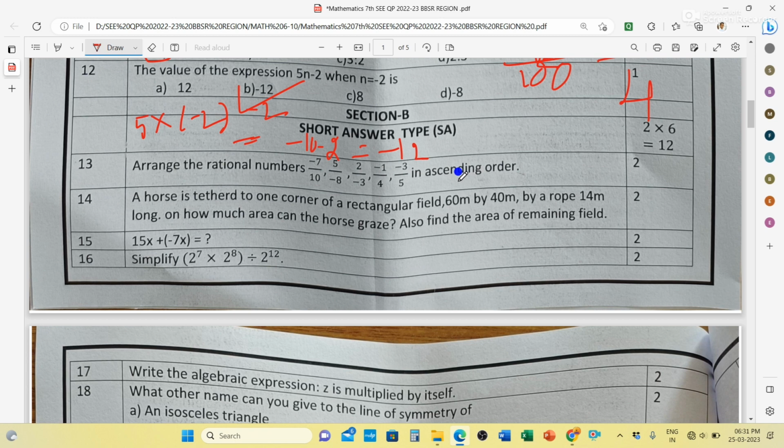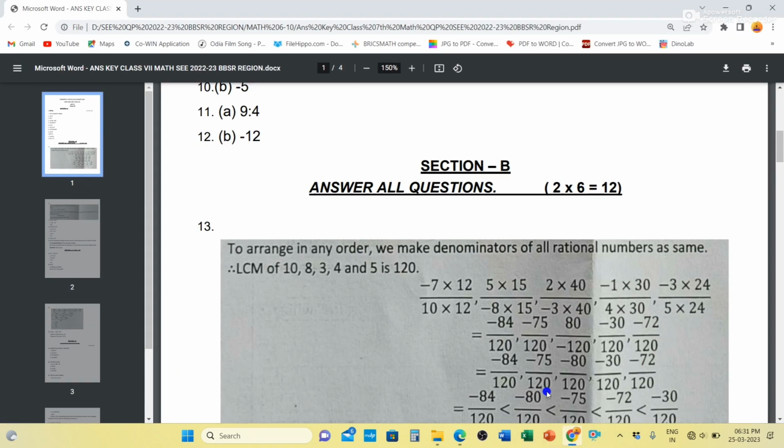In order to arrange them in ascending order or descending order, first you have to make all the fractions, I mean all the rational numbers, the same denominator. The rational numbers which have the same denominator are called like fractions, right? So you have to make them like fractions. So how can you make them like fractions?